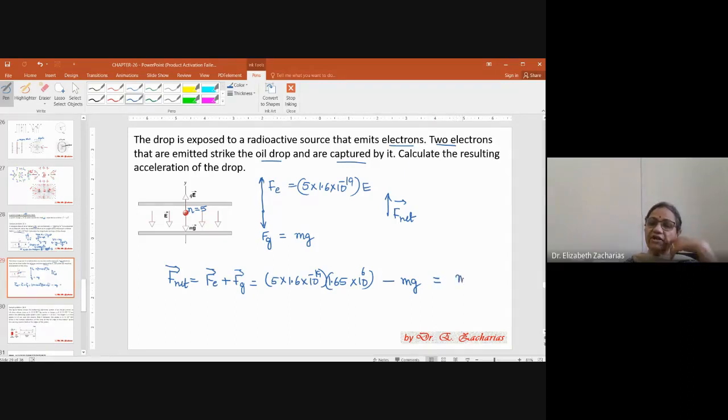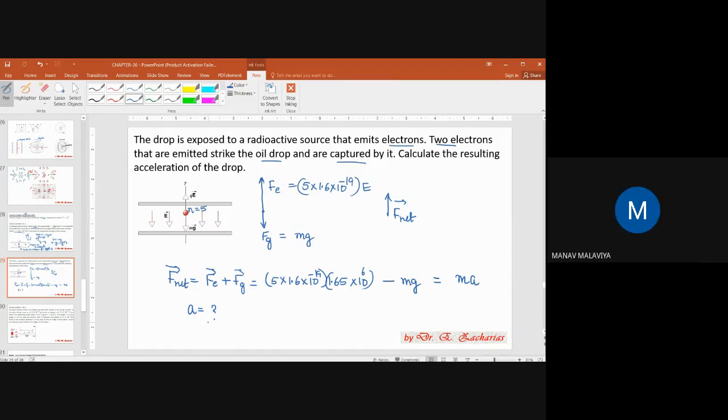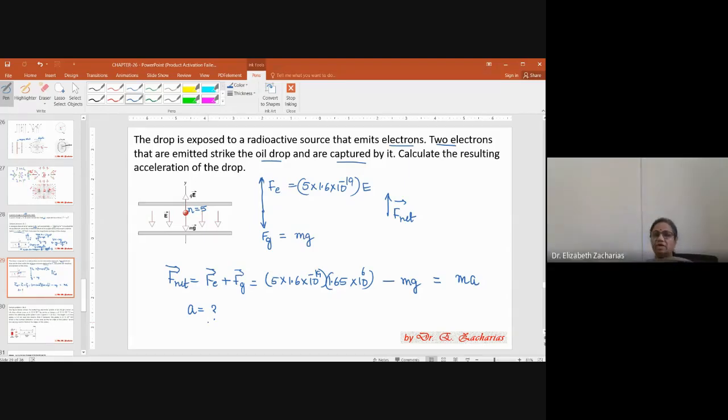F net can be written as the net force experienced by the oil drop, or I can write F is equal to m into A. Therefore, I can get my A. A equal to what? You can calculate. What is the acceleration of the oil drop? Will the acceleration of the oil drop be in the upward direction or downward direction? Upward direction.